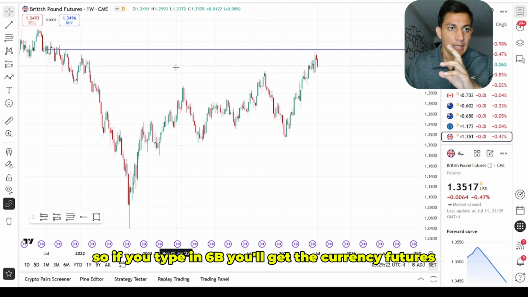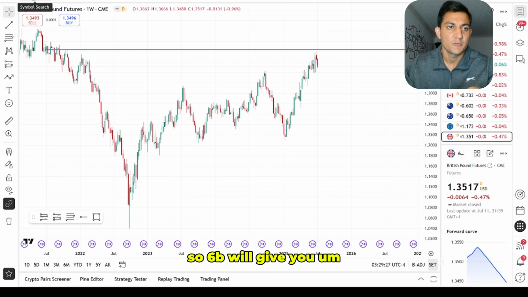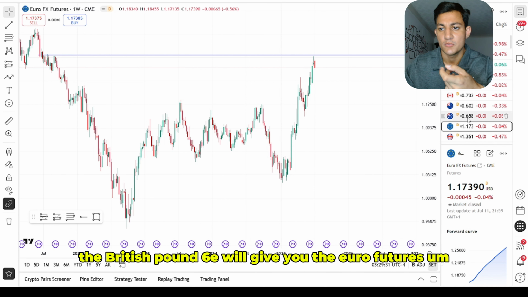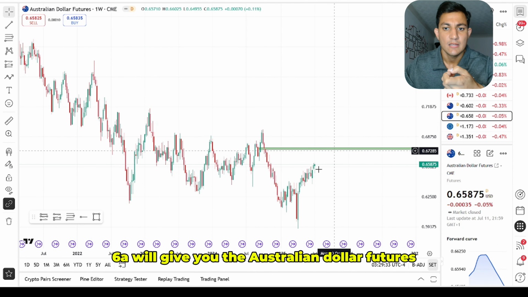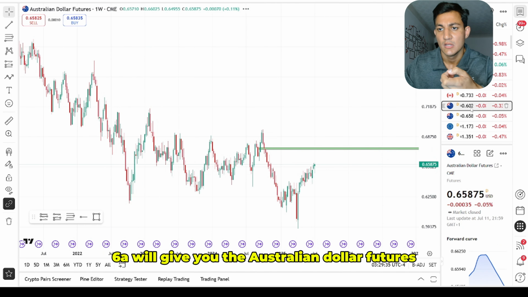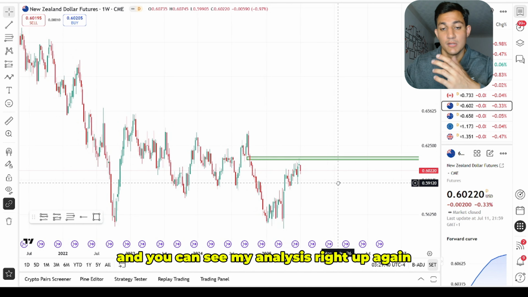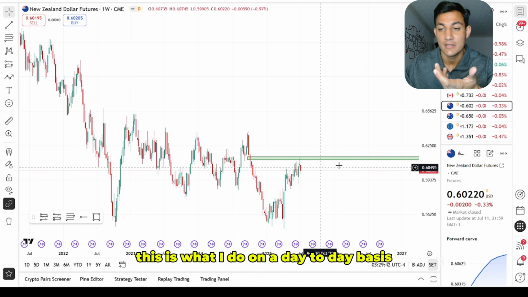So if you type in 6B, you will get the currency futures. 6B will give you the British pound. 6E will give you the euro futures. 6A will give you the Australian dollar futures. 6N will give you the New Zealand dollar futures. And you can see my analysis, right? Again, I'm not making this up. This is what I do on a day-to-day basis.